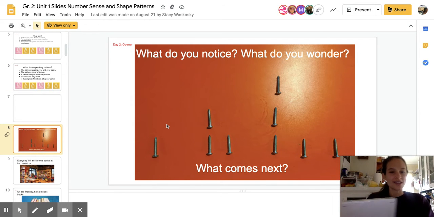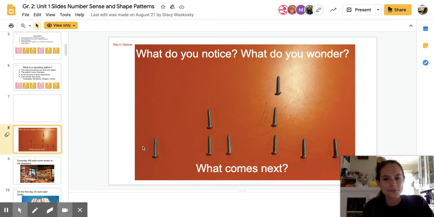What do you notice about this pattern here? What do you notice? We have what looks like a screw or a nail. There's one here. How many are here? 2, 3, 3. And how many are here? 5. What do you notice? Did you notice that the number is growing larger each time? There are more screws each time.